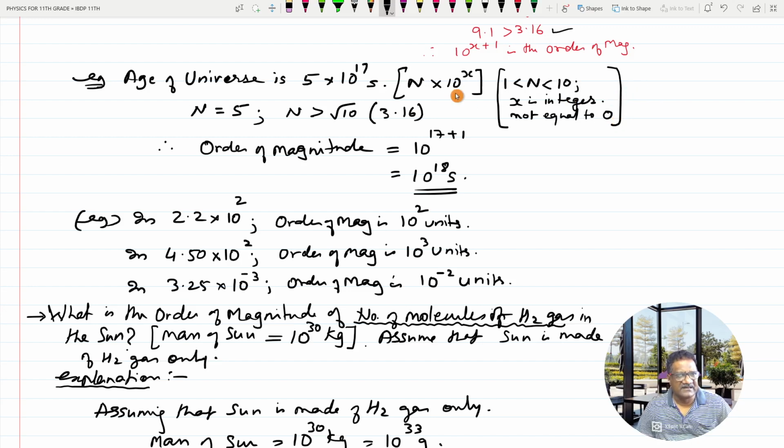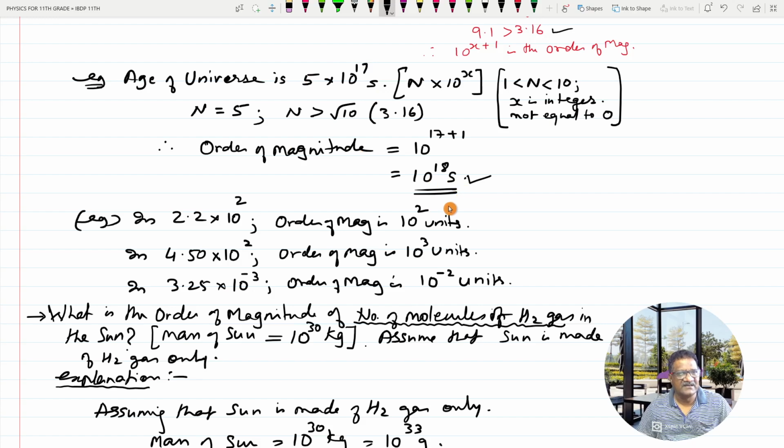Now let us check whether this n, that is 5, is greater than 3.16 or less than or equal to 3.16. And looking at it, it is very clear that 5 is greater than 3.16. So whenever n is greater than 3.16, what will be the order of the magnitude? The order of the magnitude will be 10 raised to x plus 1. So here x is 17, so your order will be 10 raised to 17 plus 1. So it will be 10 raised to 18 seconds. Okay. So the order of magnitude in this case is 10 raised to 18 seconds.